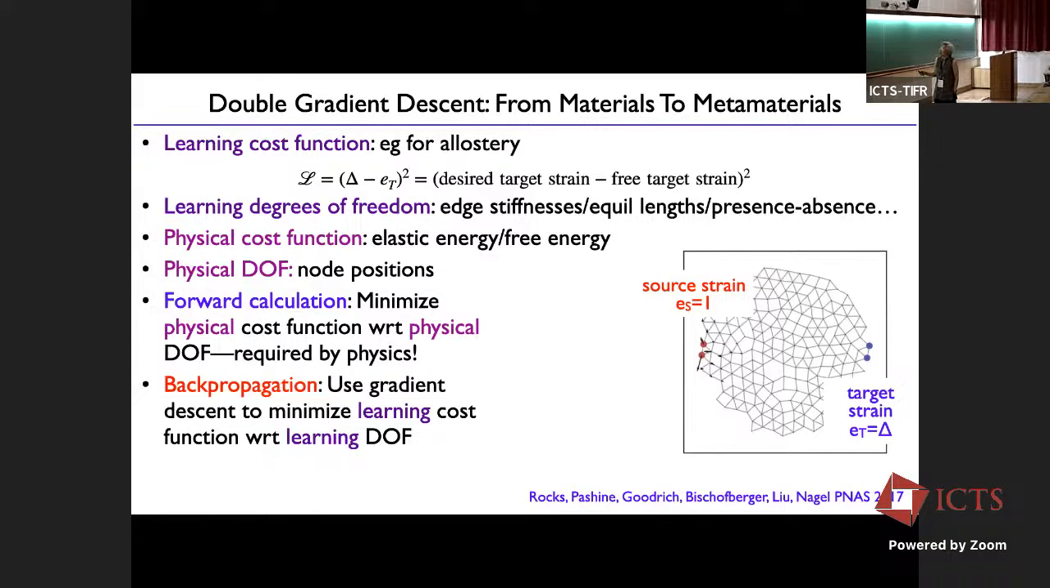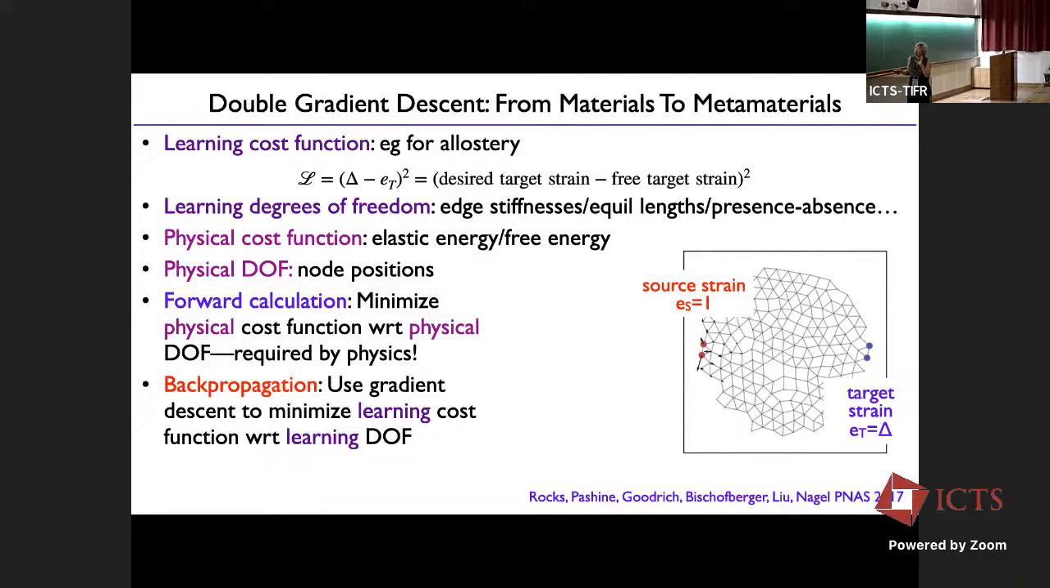But because this is a physical system, it is coupled also to a physical cost function, which the one I just showed you. So for the mechanical networks, it's the elastic energy if I'm at zero temperature, it's the free energy if I'm at non-zero temperature. And that has to be minimized with respect to the node positions, okay? And these two things are coupled together, right? The learning cost function depends on where the nodes are, okay?